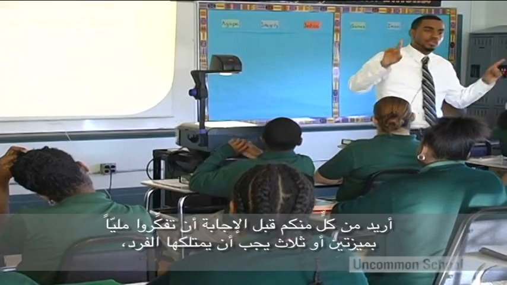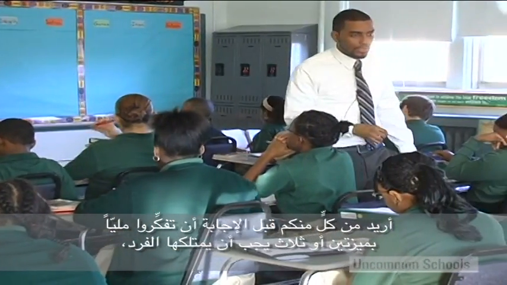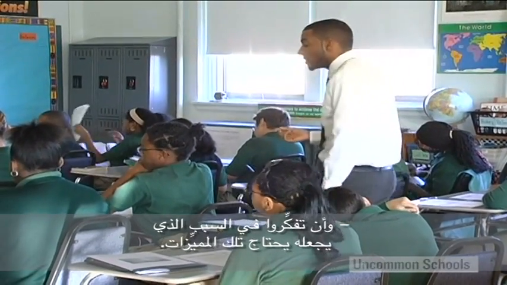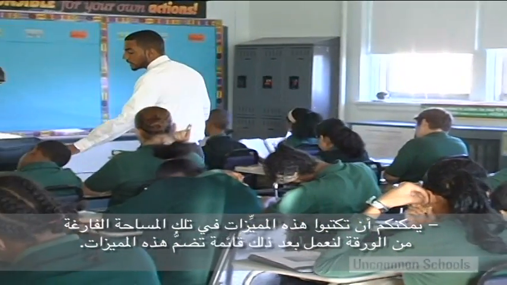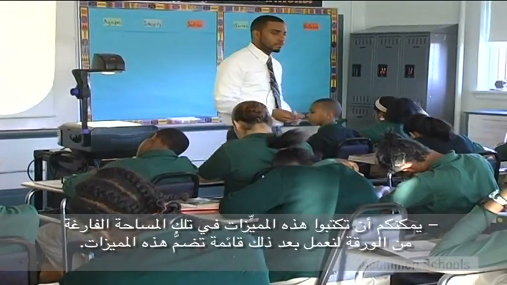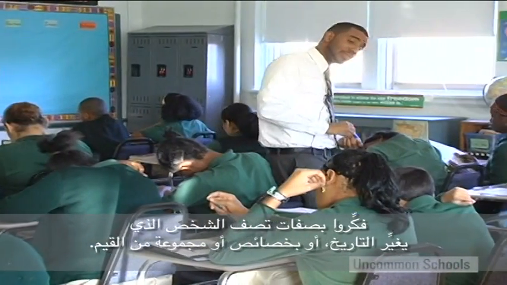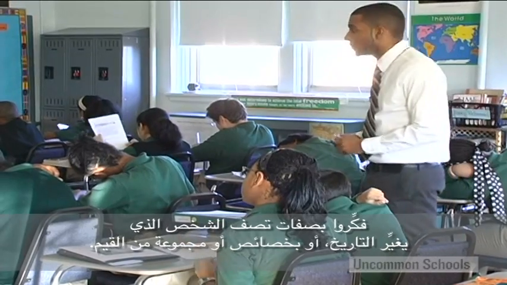Before you answer that, I want you to brainstorm right now, individually, 2 to 3 characteristics that an individual must have. And I also want you to think about why they need that. So you can write that right there in that space, and then we'll start making a list of some of these characteristics. You can think of an adjective to describe someone who changes history, a quality, a value.